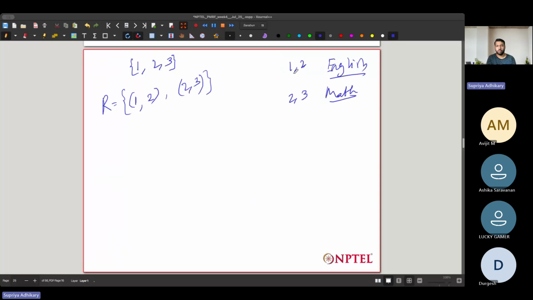So 1 and 2 both have one class in common, and 2 and 3 also have one class in common. Now, what is R square? R square is basically 1, 2, 2, 3, and 1, 2, 2, 3, and 1, 3. Now if we consider 1, 3 in R square, as you can see, 1 and 3 don't have any classes in common at all.